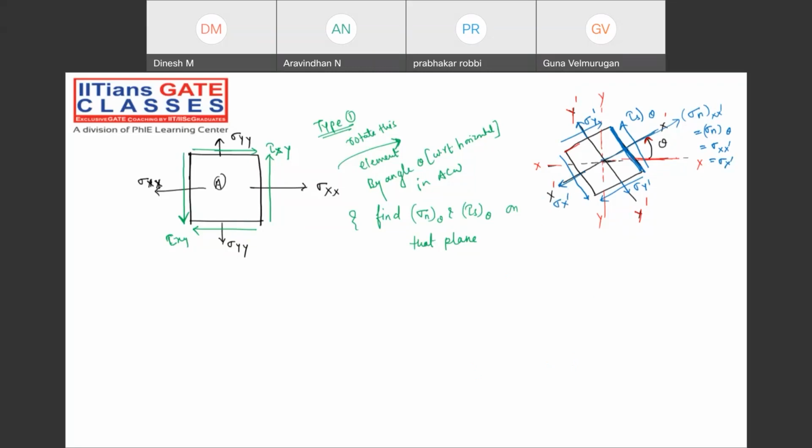As of now, suppose this is the plane AB. This plane has been rotated by the angle theta. Then whatever sigma x was there has been converted to sigma x dash. Sigma x will no longer be acting on that plane. Do you agree with me or not? Let me know, guys. On the same plane AB, normal to the AB plane, the sigma x dash will not be equal to sigma x.